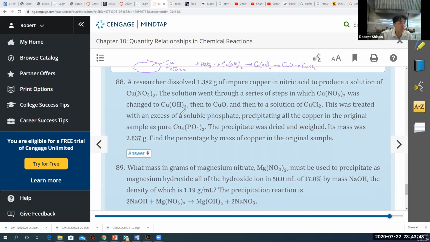That was treated in excess soluble phosphates, precipitating all the copper in the original samples, copper 2 phosphate, Cu3(PO4)2. We get that. And so this is the key here. There are a lot of steps, a lot of reactions here. But what they said is this, precipitating all the copper in the original sample.